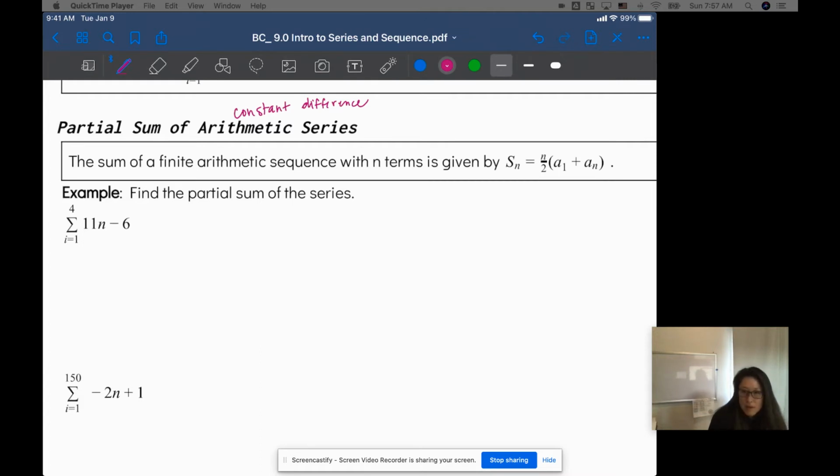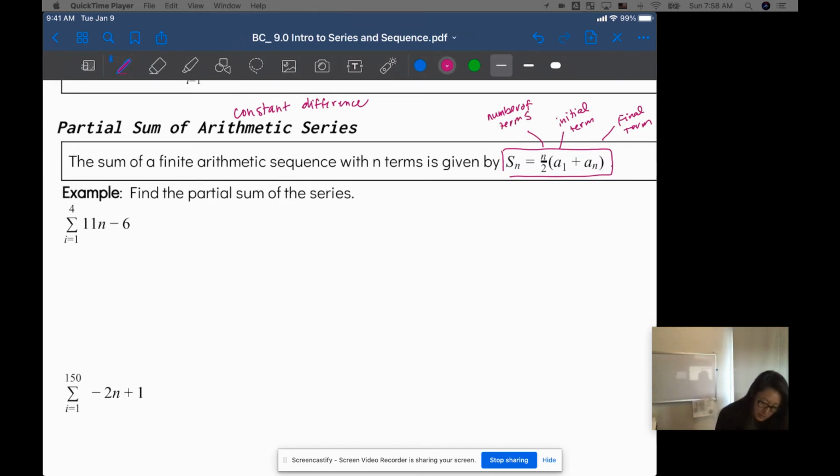We have a formula basically for a partial sum of an arithmetic sequence, and it's this. S of n, so the sum of n terms, is equal to n over 2 times the initial term plus the final term. And n is the number of terms.